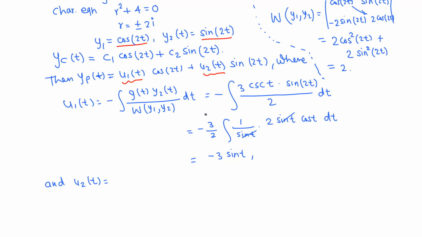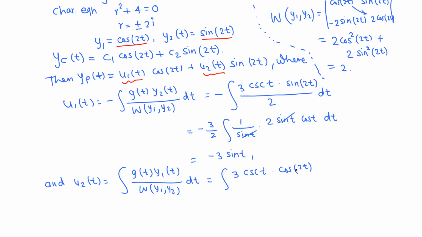That will be, go to the top and look at the formula. That will be just without the negative, g y1 over the Wronskian of y1 y2 dt, which is, this is the non-homogeneous term, 3 cosecant t times y1, which is cosine 2t, over the Wronskian, which was found to be 2, dt. Now we need to evaluate this integral.